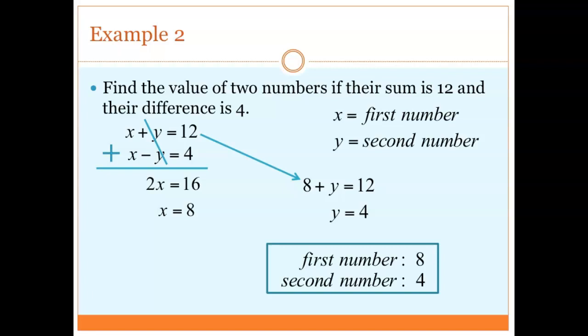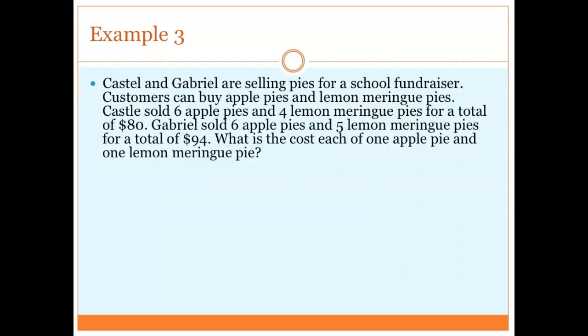Let's do another example. Castell and Gabriel are selling pies for a school fundraiser. Customers can buy apple pies and lemon meringue pies. Castell sold 6 apple pies and 4 lemon meringue pies for a total of $80. Gabriel sold 6 apple pies and 5 lemon meringue pies for a total of $94. What is the cost of each of 1 apple pie and 1 lemon meringue pie?